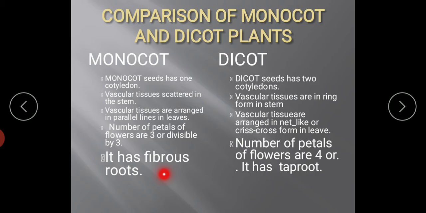Monocot roots are also different because they are fibrous, they don't go deeper, and they grow from all sides, while dicot plants have a taproot, which is the main root that grows deeper and gives its own branches in the soil. Now book reading, page 46.